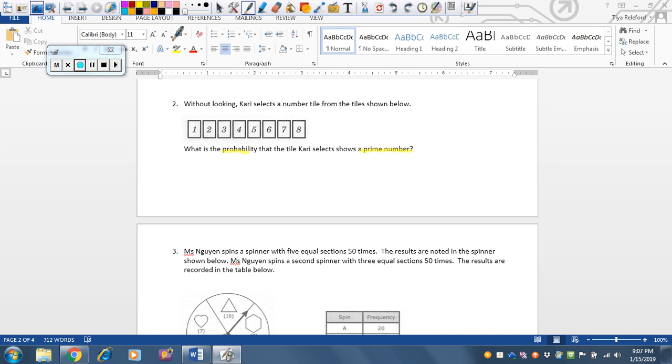So prime numbers are numbers that cannot be divided by any other number. So 2, 3, 4 doesn't work because 2 times 2 is 4. 5 is prime. 6 is not because 2 times 3 is 6. 7 is prime. 8 is not because 2 times 4 is 8. So how many prime numbers do you have? Out of how many total numbers? And then make sure you simplify.